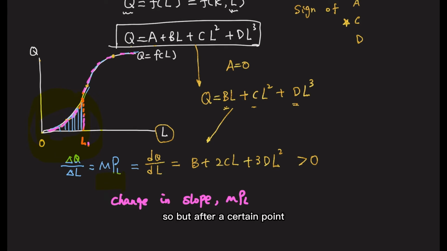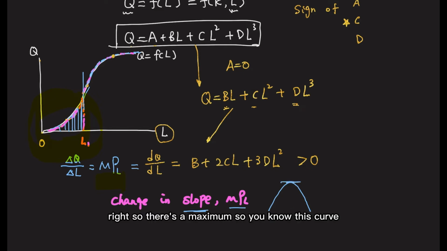But after a certain point, because you're holding capital constant, the more workers you hire, the less productive each worker is, or each additional worker adds less to total production. So this change in marginal productivity first increases and then decreases. That means there is a maximum.